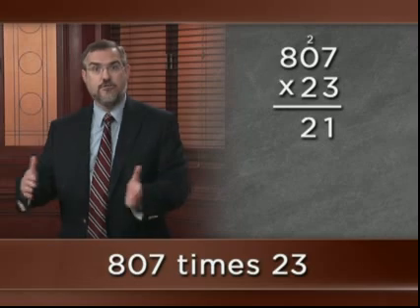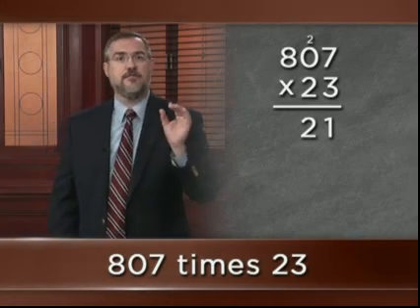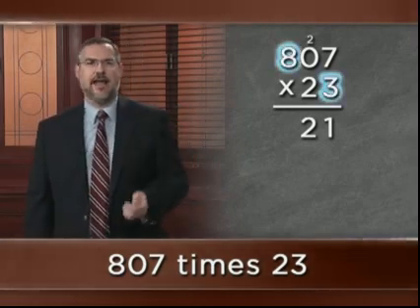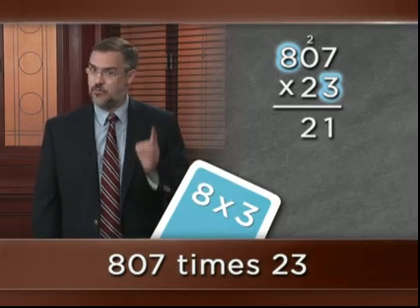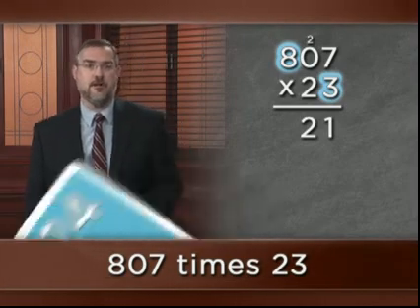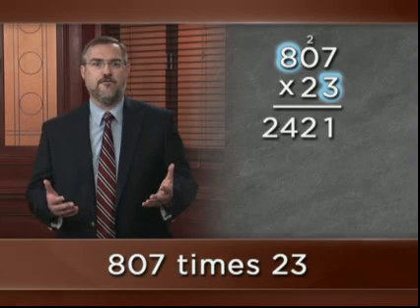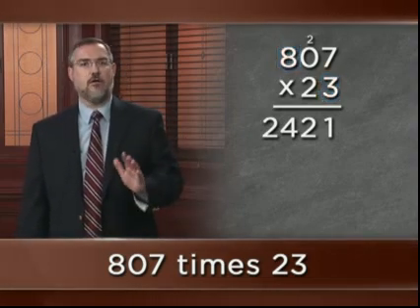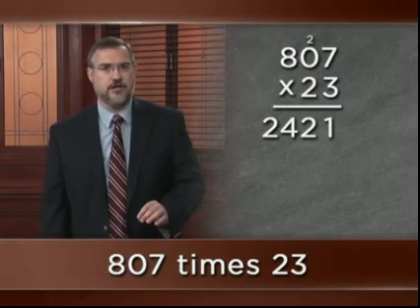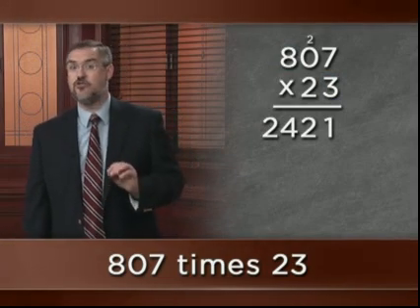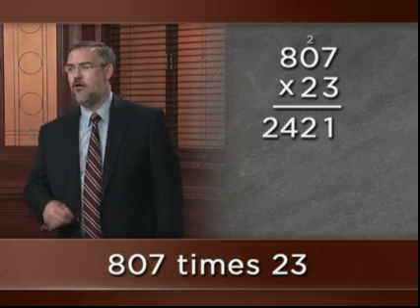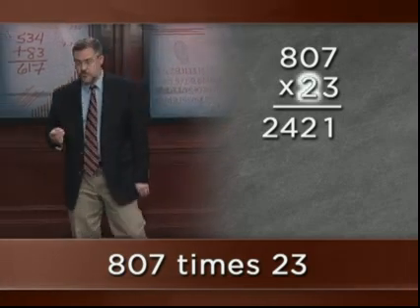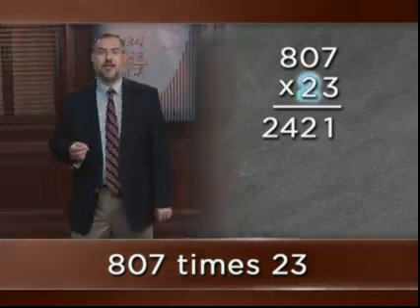Now, we keep moving right to left. We need to multiply the 3 with the 8. And 8 times 3 equals 24. I hope you have that put to memory. We could just write that 24 to the left of the 2 in the answer line. And so our answer line at this point should read 2,421.